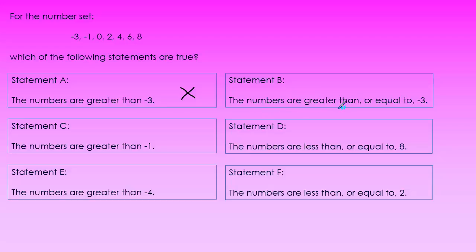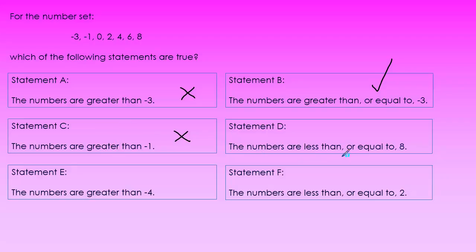The numbers are greater than or equal to negative 3. That's true. Negative 3 is the smallest of the numbers, so we have equal to negative 3, and all of the other numbers are greater than negative 3. The numbers are greater than negative 1. That's not true, because negative 3 is not greater than negative 1.